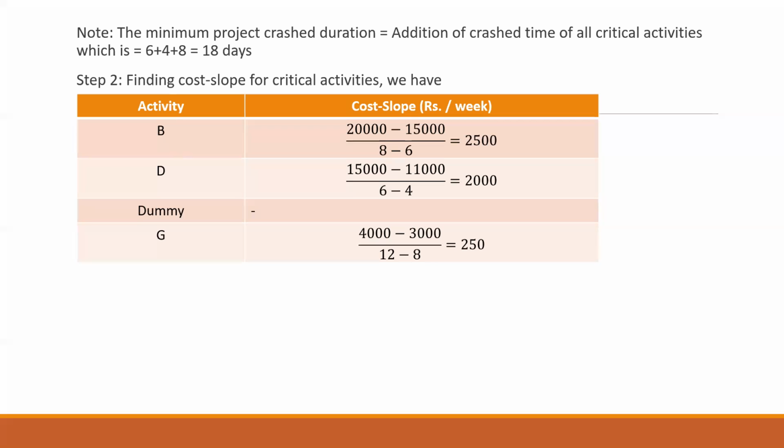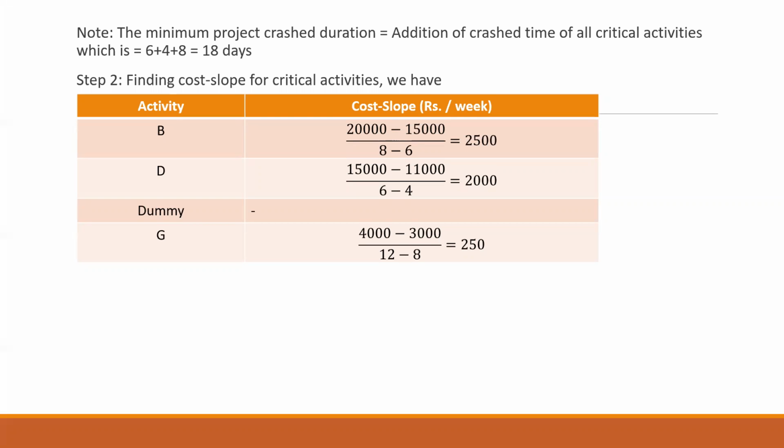Let us see activity B. 20,000 is your crash cost, and 15,000 is your normal cost. So crash cost minus normal cost divided by normal time minus crash time, which is 6. This gives you 2,500. Similarly, do it for D and G. So we get 2,000, and finally for G, we are getting 250.